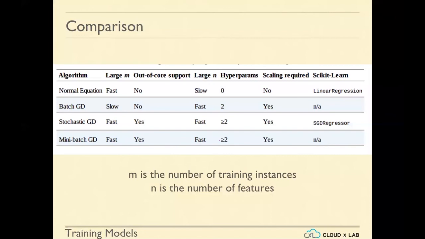So I hope everybody is clear about these four things that we have learned so far. Yeah, normal equation, batch, stochastic, and mini batch gradient descent.